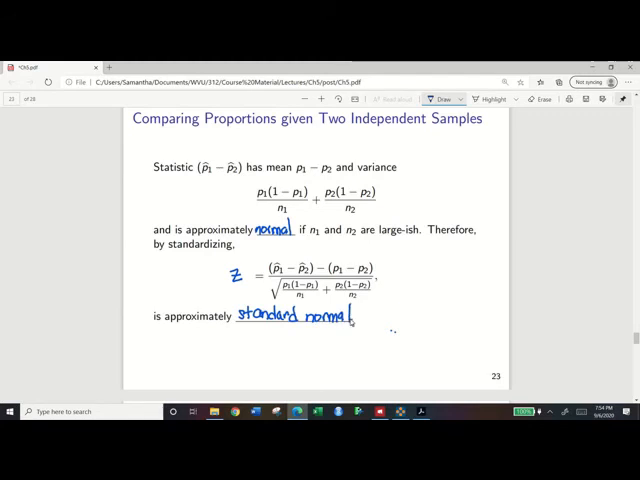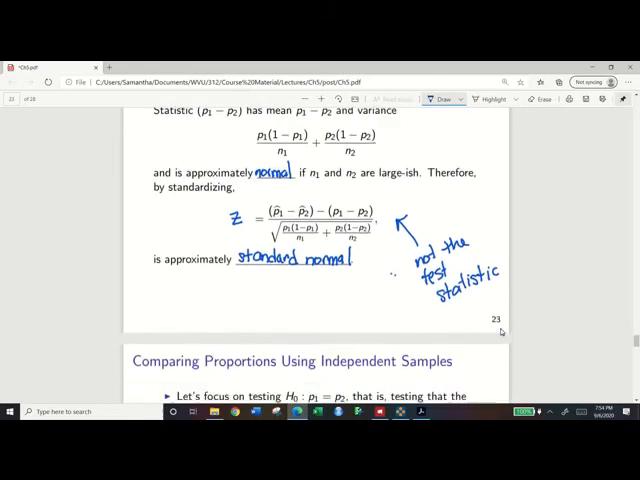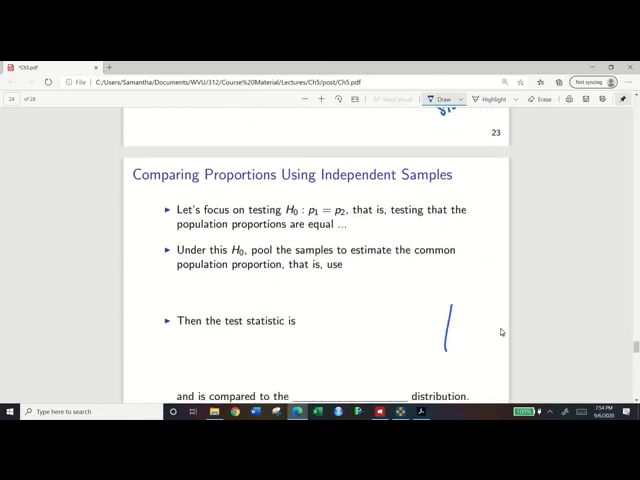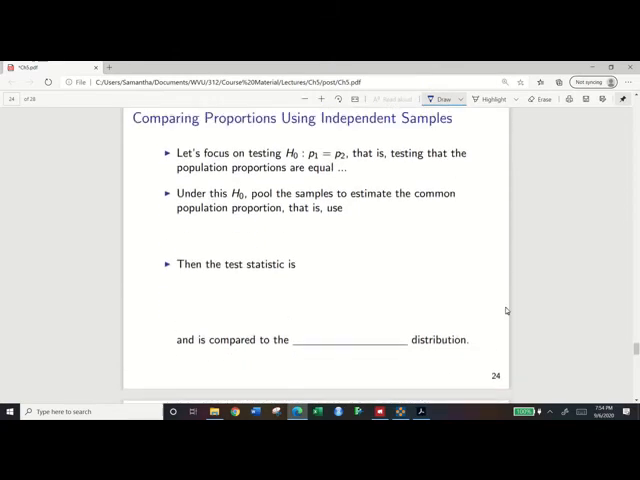This is not our test statistic. But we're getting there. All we were trying to establish in that slide was how the statistic of P1 hat minus P2 hat follows the normal distribution, and by using z-scores we can convert it to the standard normal distribution, which we care about. But now we can actually focus on the hypothesis testing itself.